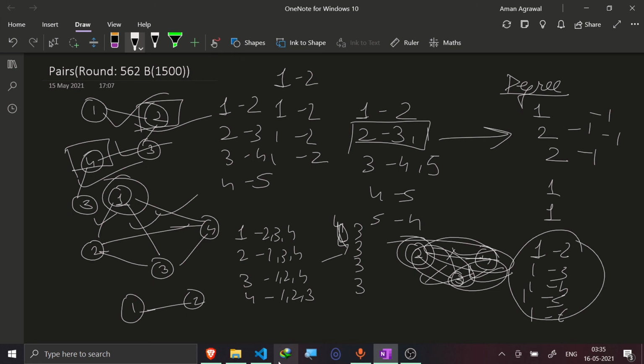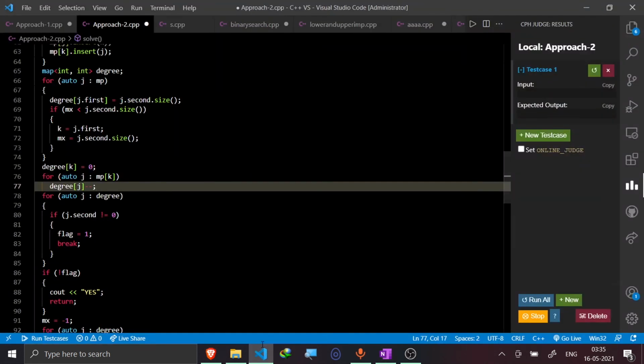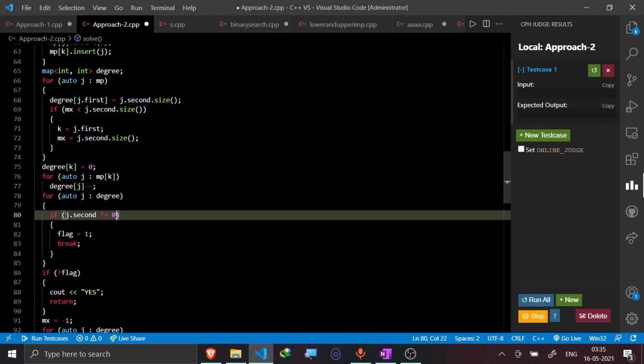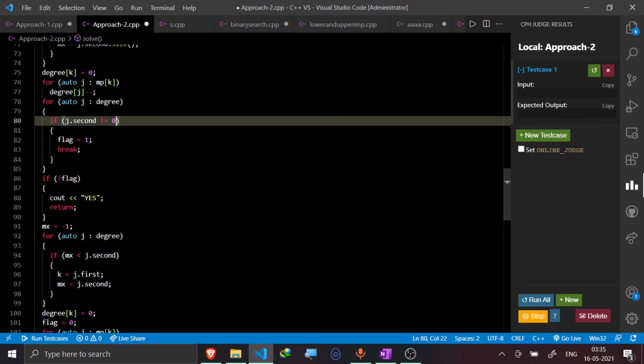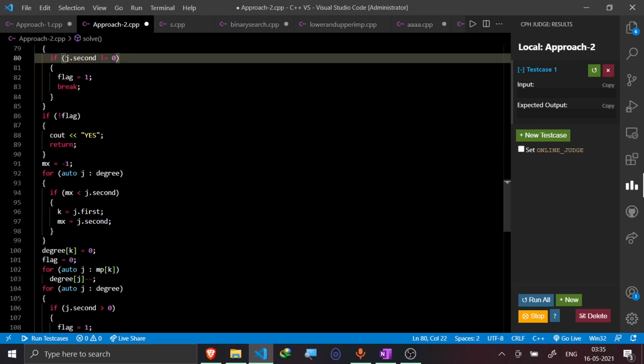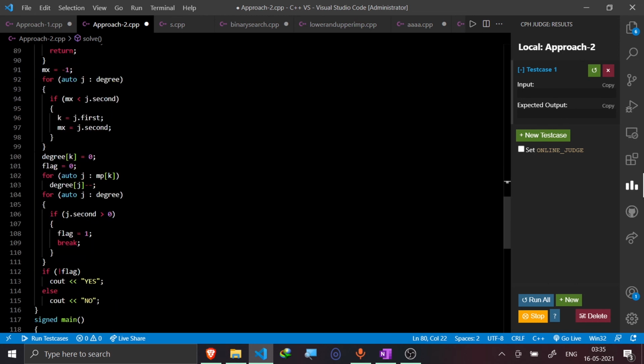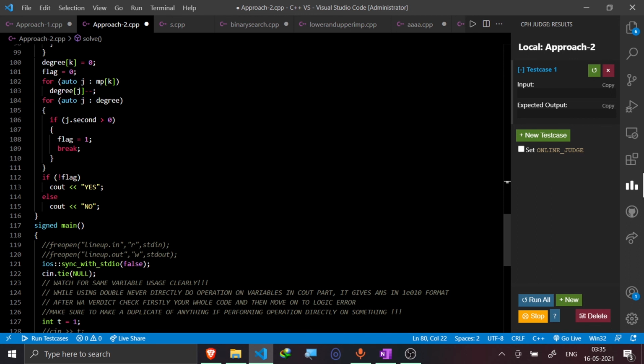So I'm checking it this time also, so that if all the degrees are 0, then the answer would be yes. Otherwise, I would just move on to the other conditions. So here I am doing the same thing again, and then if the answer is this, then print yes, otherwise no.